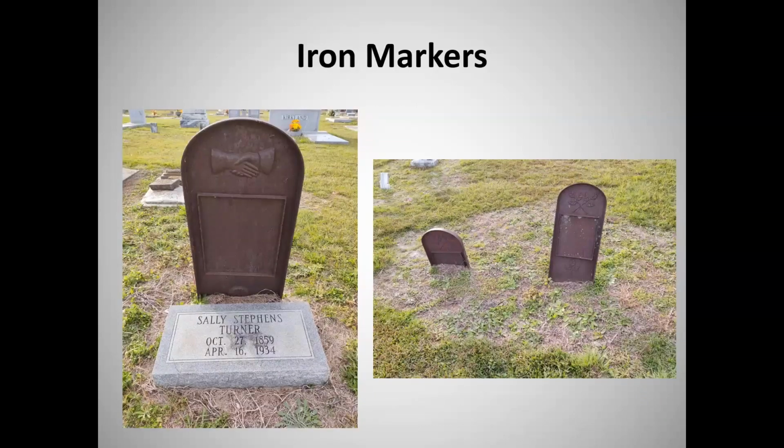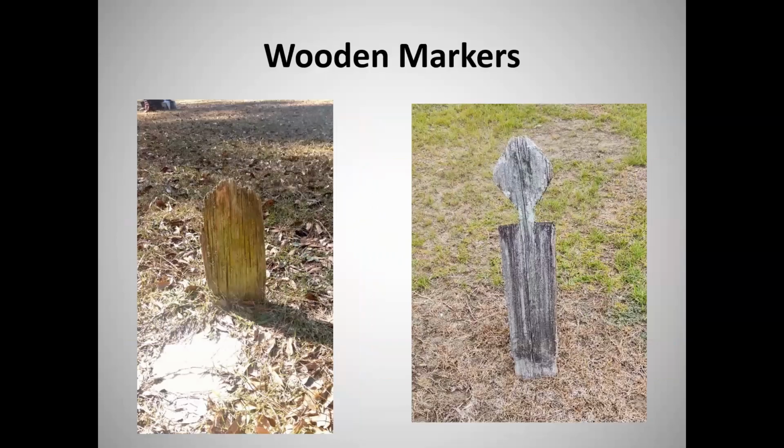Iron markers also used to be popular for a while. And you can see the inserts here. This is where a wooden plaque would have been inserted with the deceased information. But of course, because the iron marker rusts, the oxidation caused the wood to rot as well. Those usually do not last. This is an example of some wooden markers that have lasted, but the inscriptions have long faded.